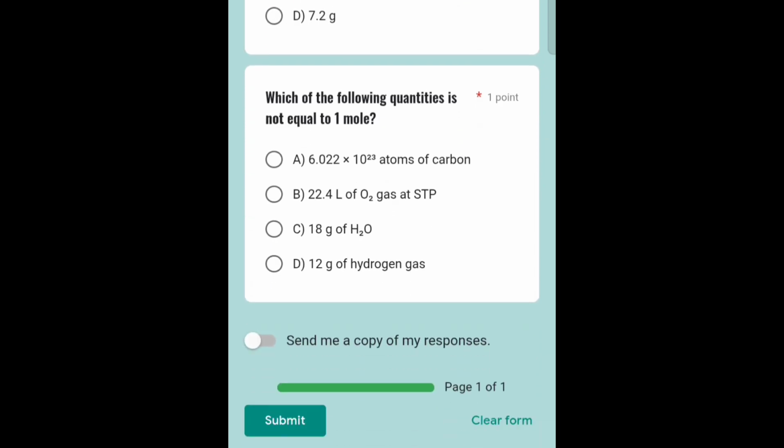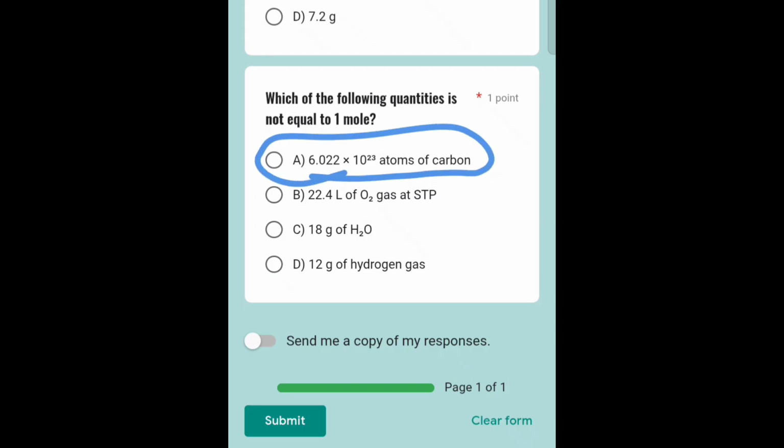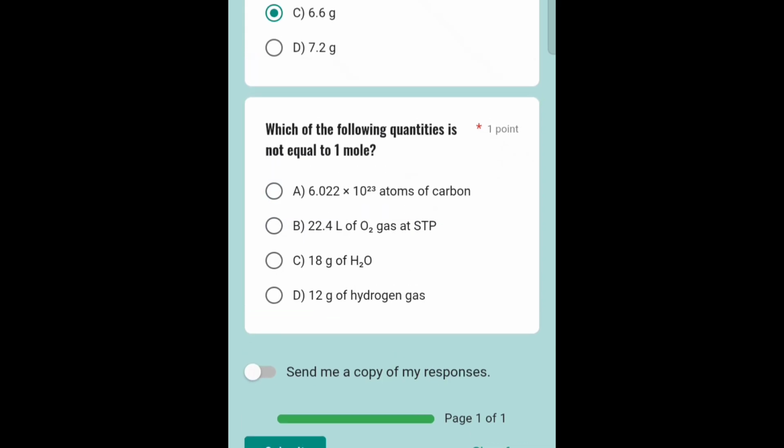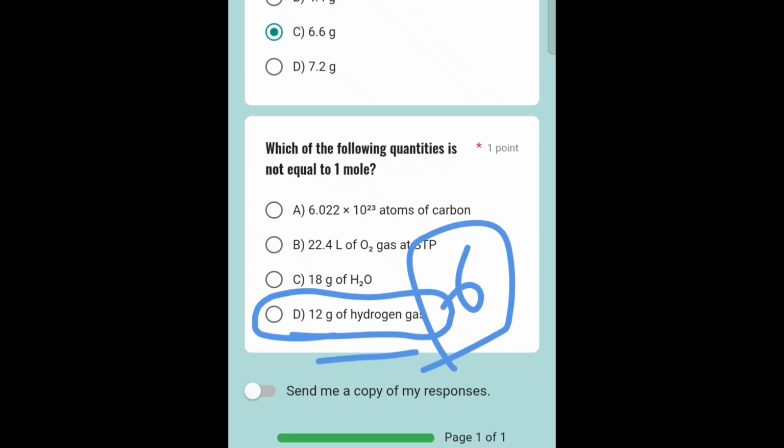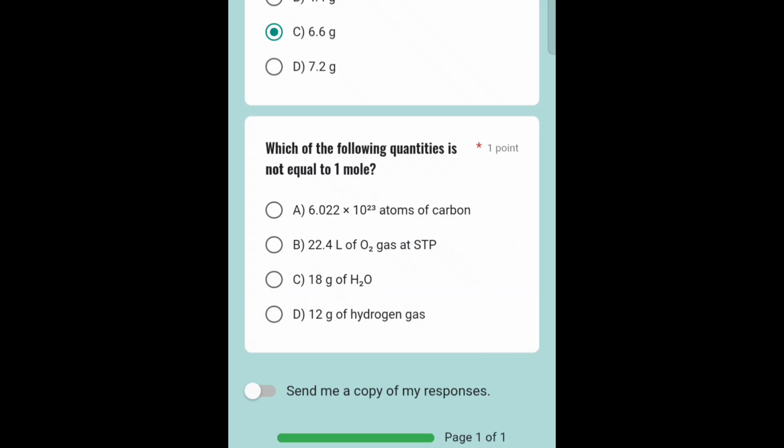Okay, which of the following quantities is not equal to 1 mole? 6.022 times 10 to the 23 atoms of carbon, yes, it is correct. 22.4 liters of O2 gas at STP. Yes, it is correct. 18 gram of H2O. Yes, it is 1 mole, the mass of 1 mole of water. It is correct. 12 gram of hydrogen gas. No, this is 6 moles of H2 hydrogen gas, not 1 mole. So it will be D.